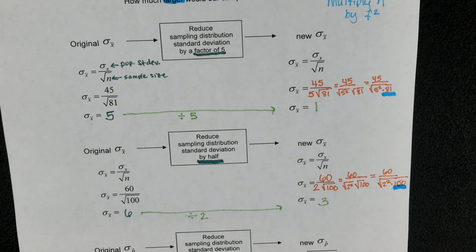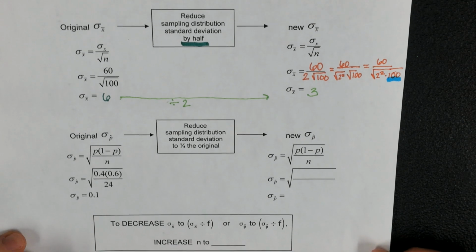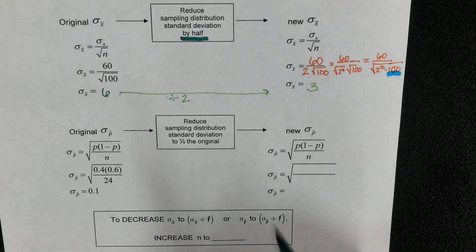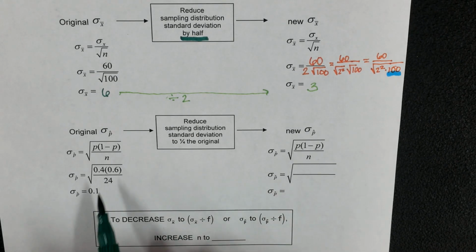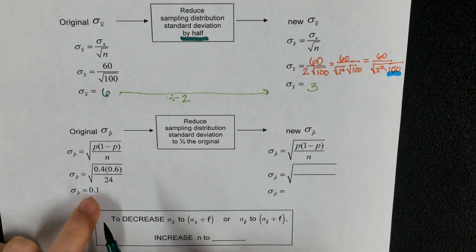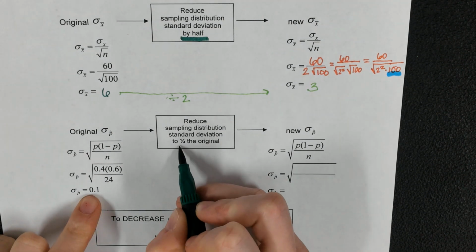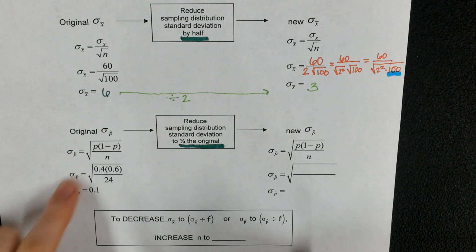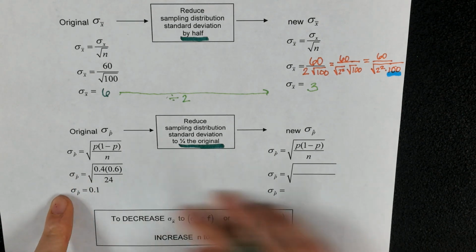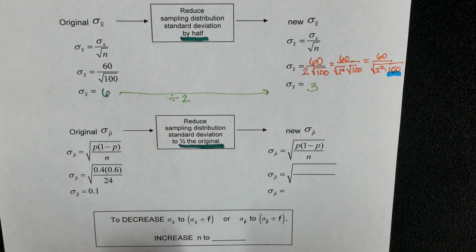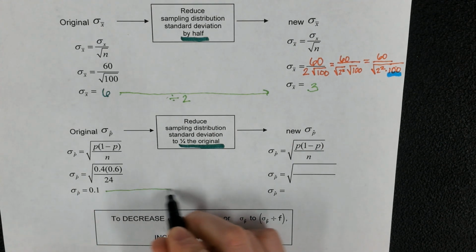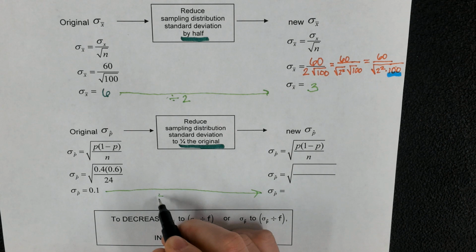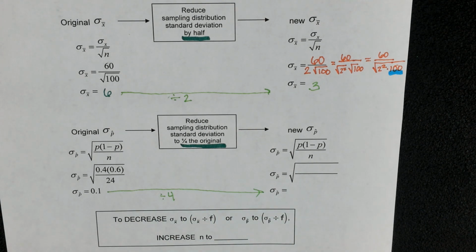Let's try one more of these. It says we want to reduce the sampling distribution standard deviation, that's this, by 1/4 of the original. So here's the original, and we want to make the new one 1/4 of that. So we are going to want to divide this by 4, because we want it to be 1/4 of the original.